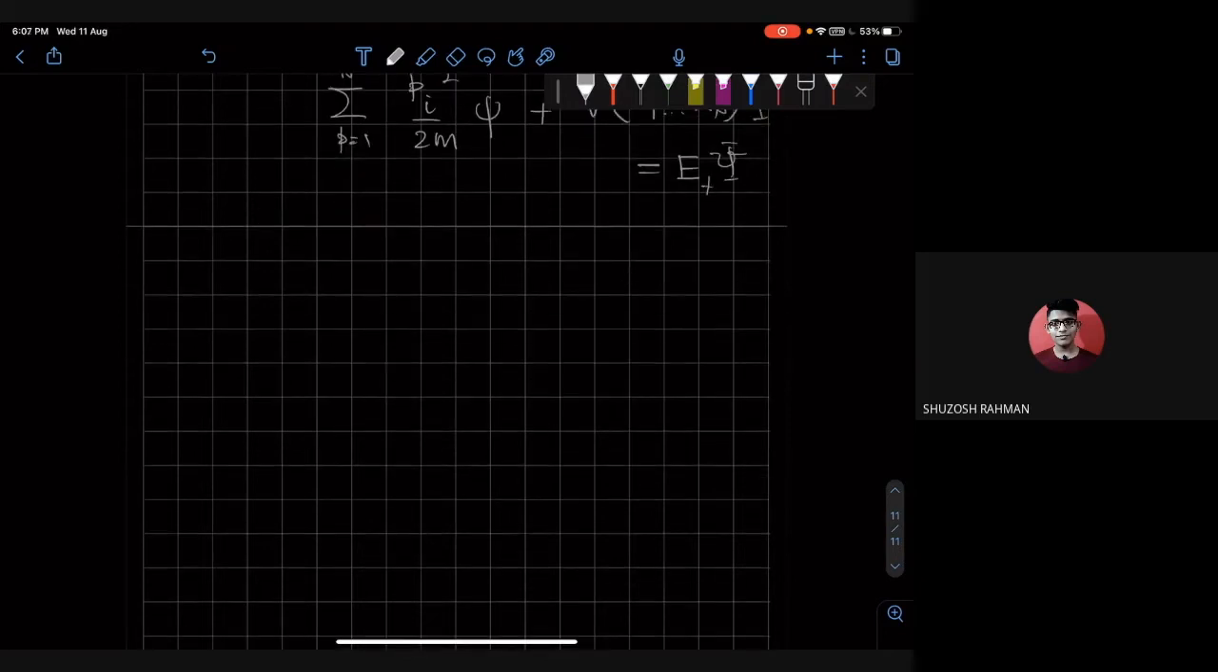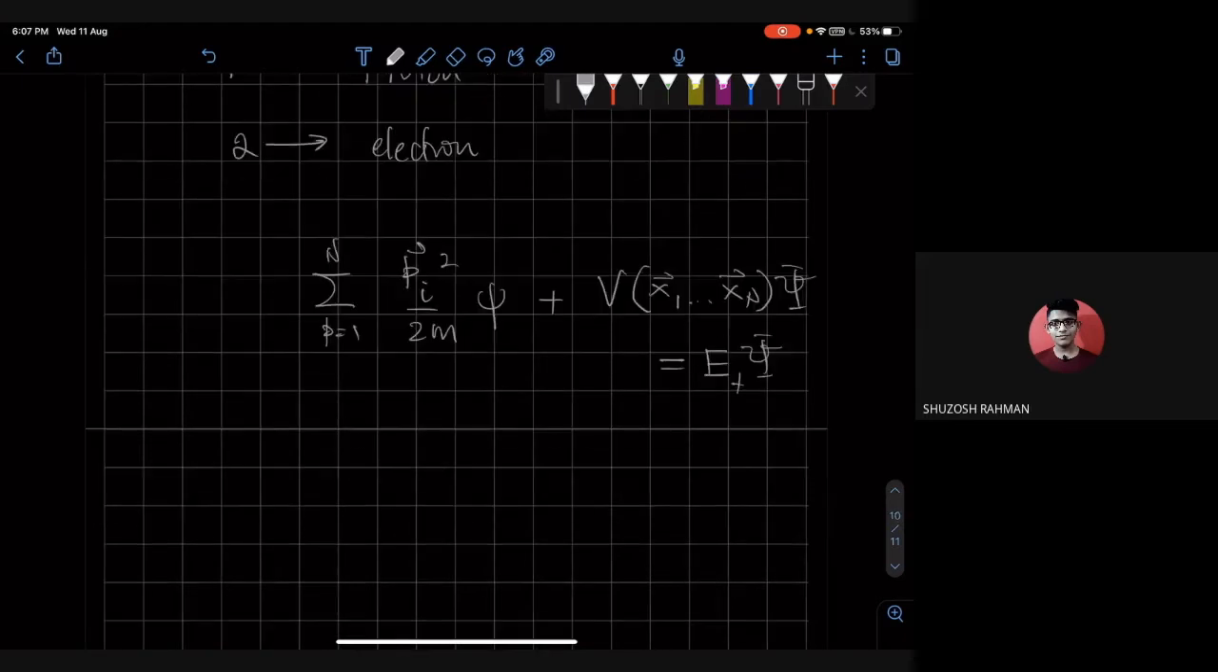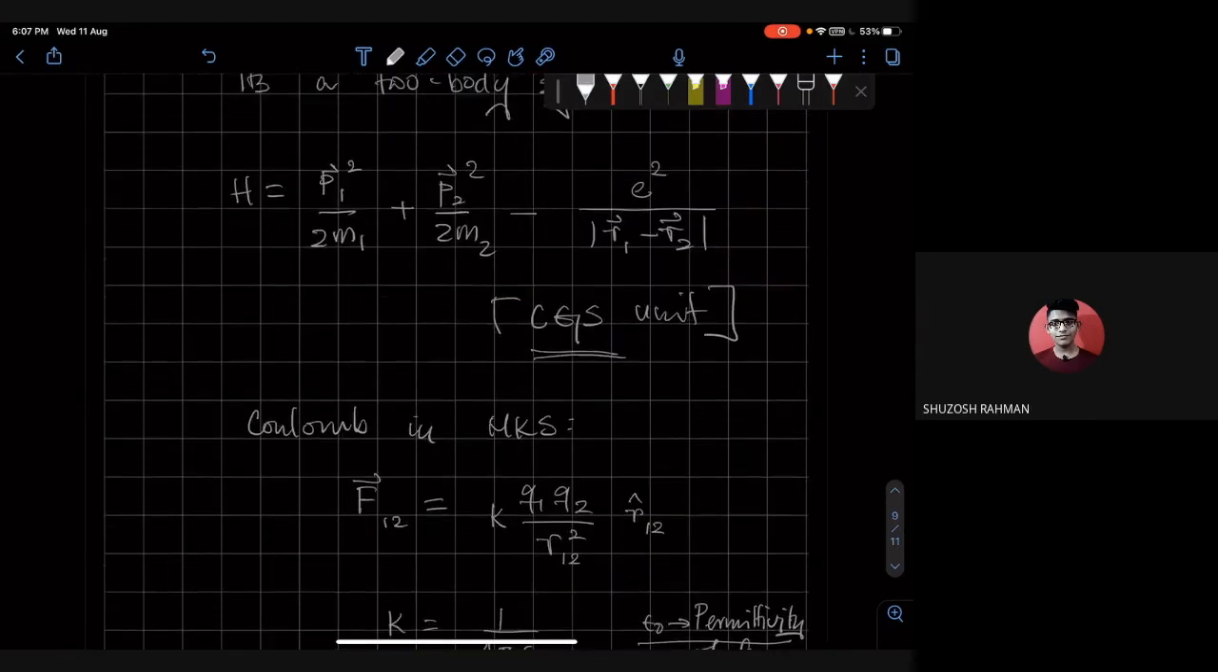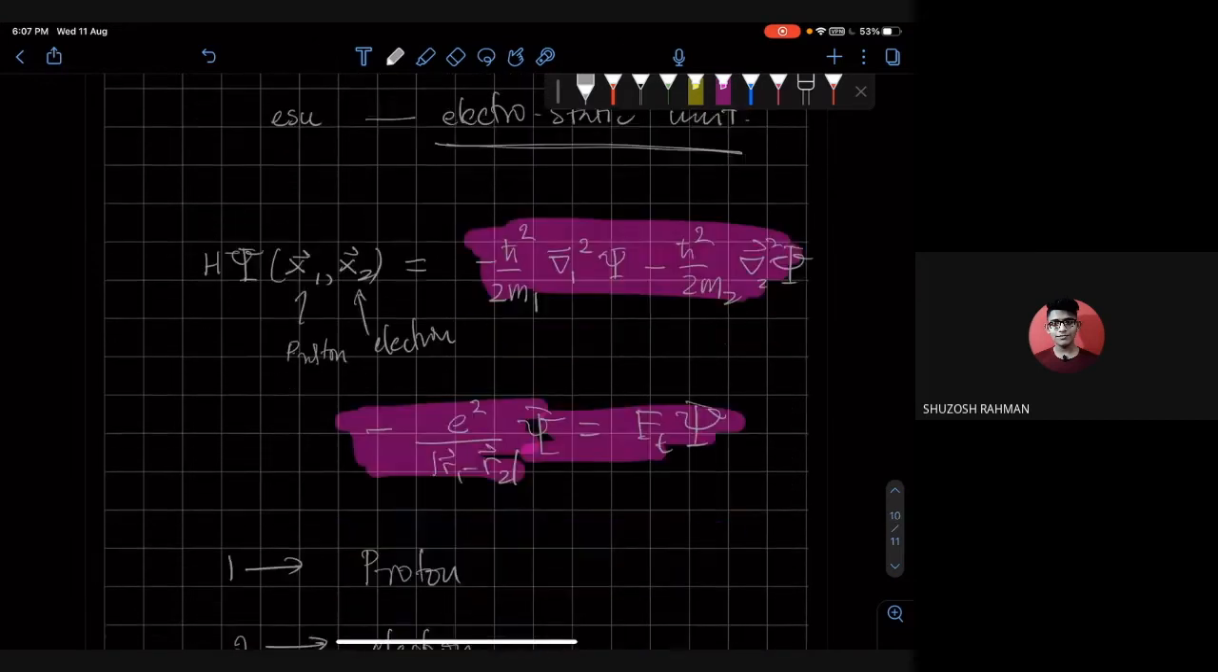Now recall that this Hamiltonian, or energy, is very similar to the energy of the Kepler problem. Do you know what the Kepler problem is?